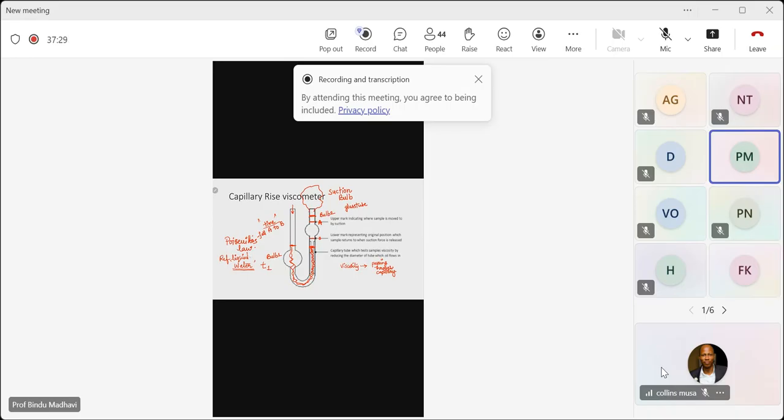In all the measurements of viscosity, we are going to use one reference liquid because of easy availability and because of the economy of the water. We are going to use that as the reference.